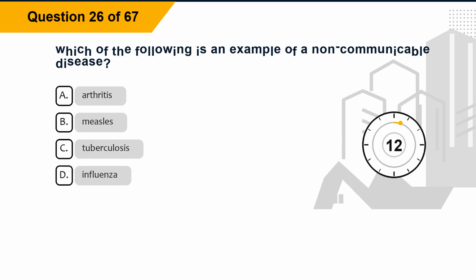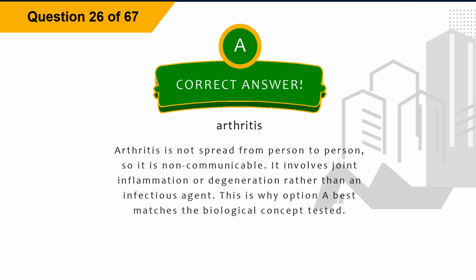Question 26. Which of the following is an example of a non-communicable disease? Option A, arthritis. Option B, measles. Option C, tuberculosis. Option D, influenza. The correct answer is option A, arthritis.